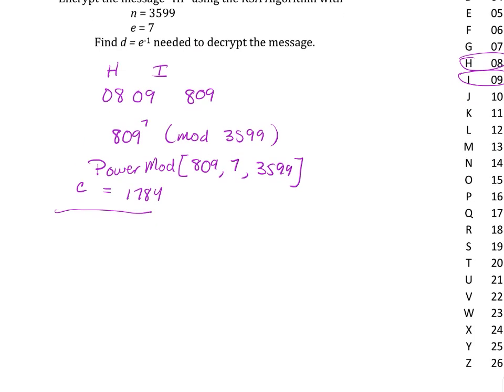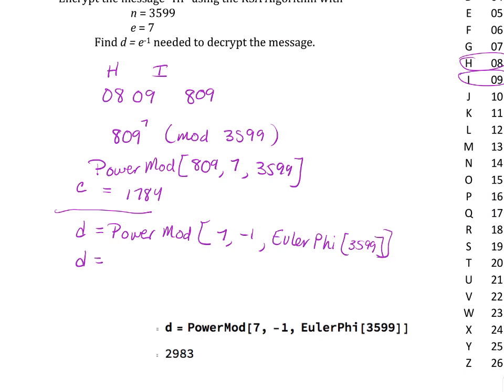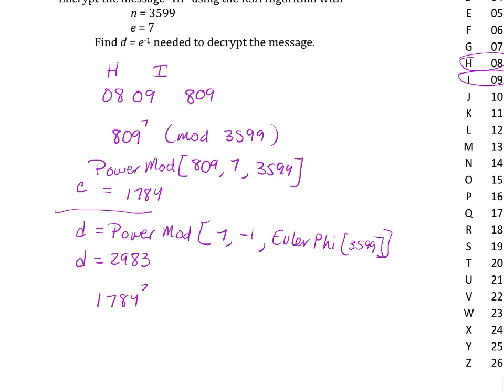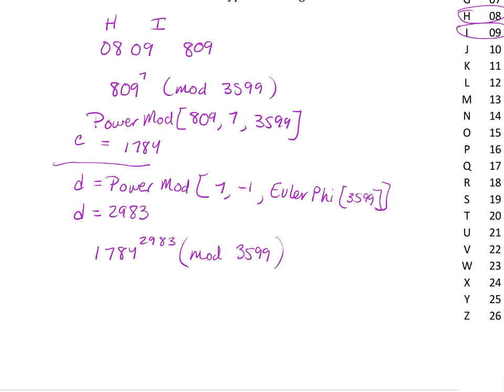Okay, so to see how this decrypts, we needed to find the inverse of the exponent, not mod 3599, mod Euler phi of 3599. So D turns out to be 2983. We're going to take the ciphertext 1784, raise it to the 2983, mod 3599. So we're going to again use our friend Mathematica and the PowerMod command. So that would be PowerMod of 1784, comma 2983, comma 3599. And guess what?